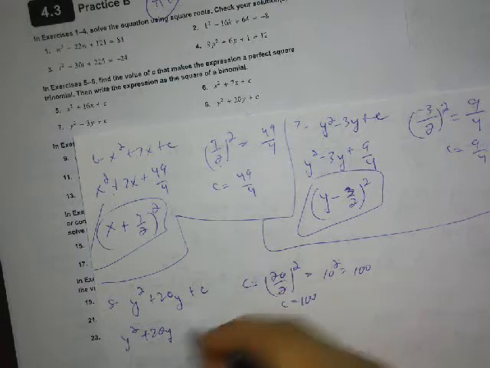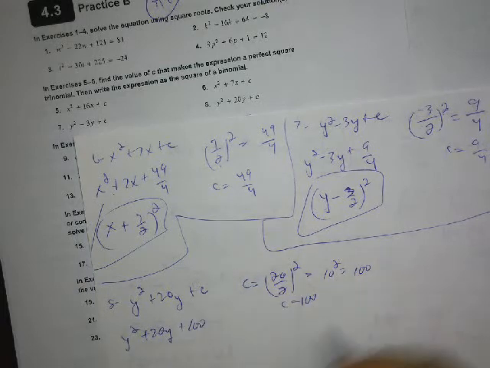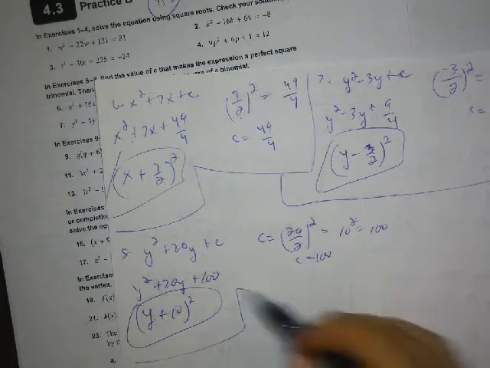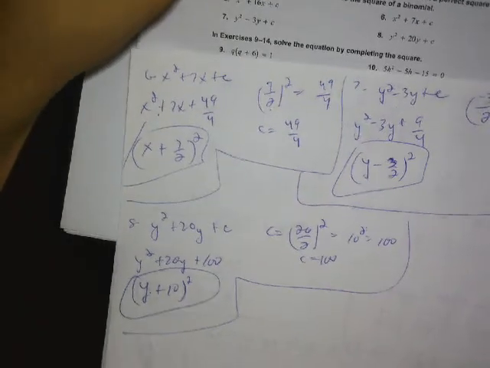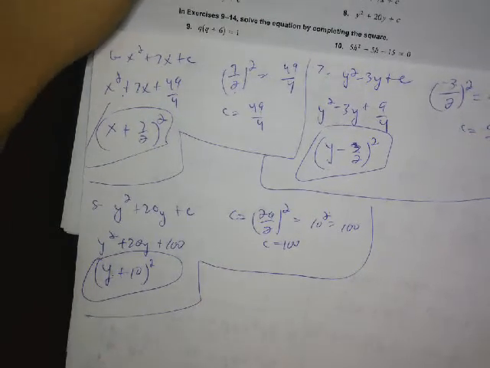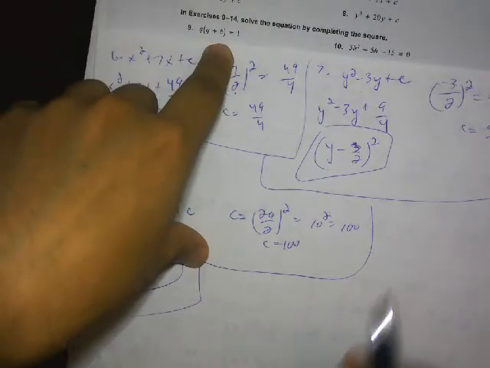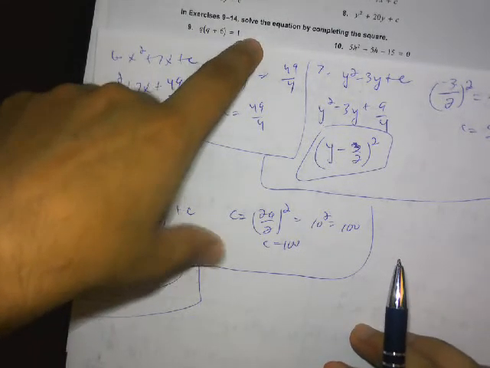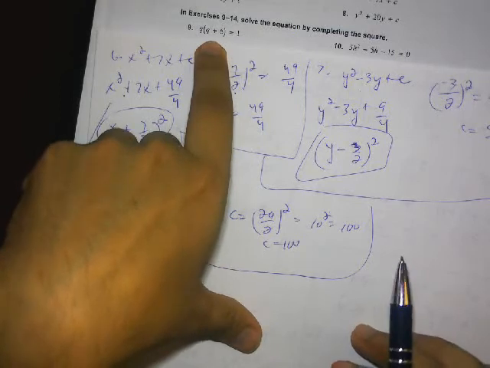Alright, number 9. Number 9 says solve the equation by completing the square. So we're still doing the same thing here, guys. Now since we have an equal sign, we have to do the same thing to both sides. So if we add something to one side, we add it to the other side. So first we have to distribute this q here. So number 9 is q times (q plus 6) equals 1. Distribute the q, and I get q squared plus 6q is equal to 1.